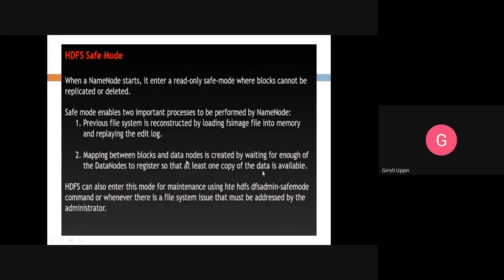Mapping between blocks and data nodes is created by waiting for enough data nodes to register, so that at least one copy of the data is available. So it will wait until that time.